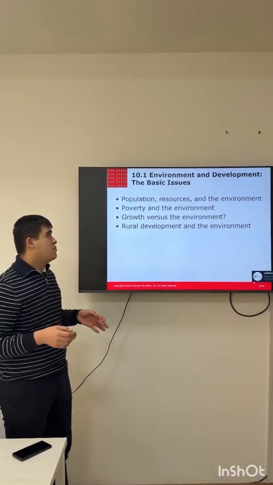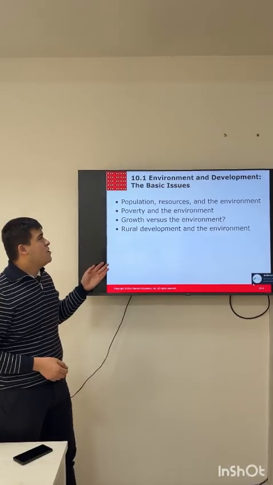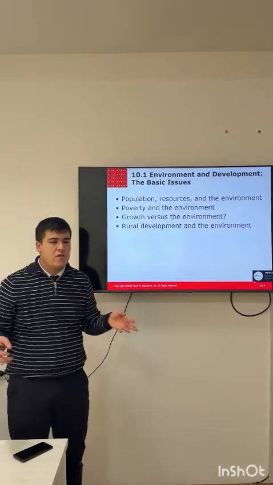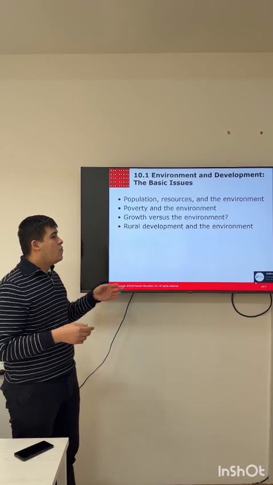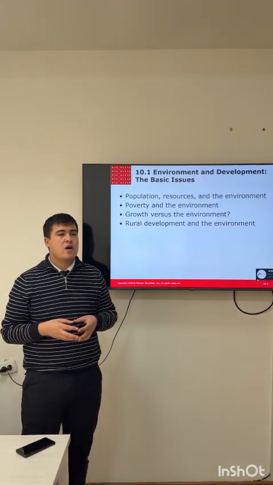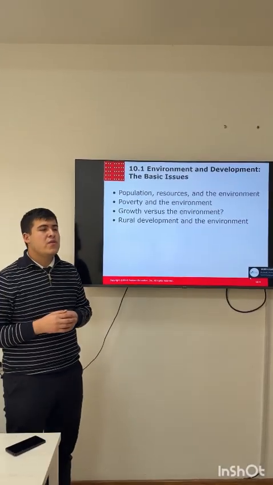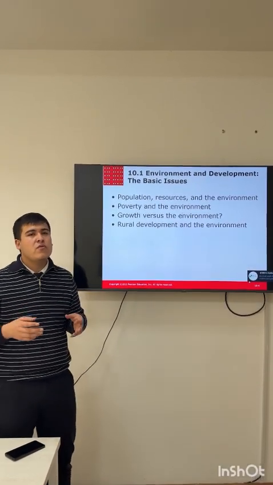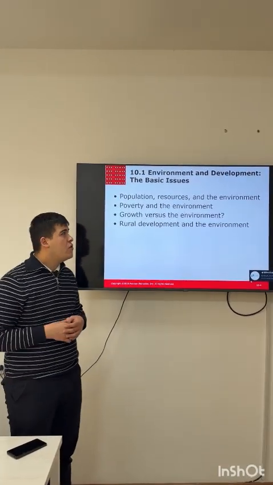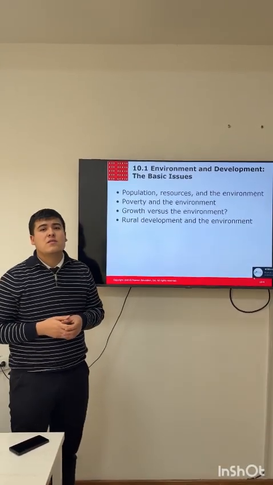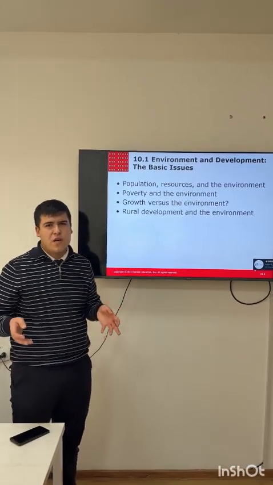The basic issues: population, resources, and the environment. Okay, population, resources, and environment are really connected to each other. They are a cycle. Why? Because when the population's demands are rising, they must use many resources. If they don't have a good plan for producing resources, it will be very harmful for the environment, and there will be some pollution for everybody.